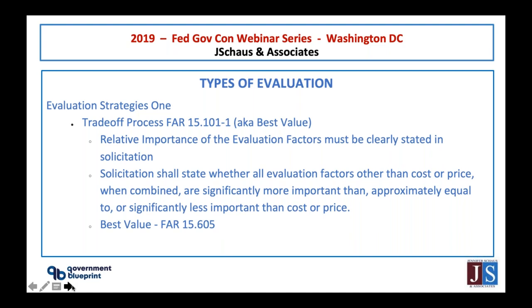And so we have two types of evaluation process. One is trade-off, which is considered best value. And all this means is that evaluation factors are clearly stated in the solicitation. Solicitations should state whether all evaluation factors other than cost or price, when combined, are significantly more important than, approximately equal to, or significantly less important than cost or price. So best value is not based on price. It is based on the entire package of the proposal that you submitted.